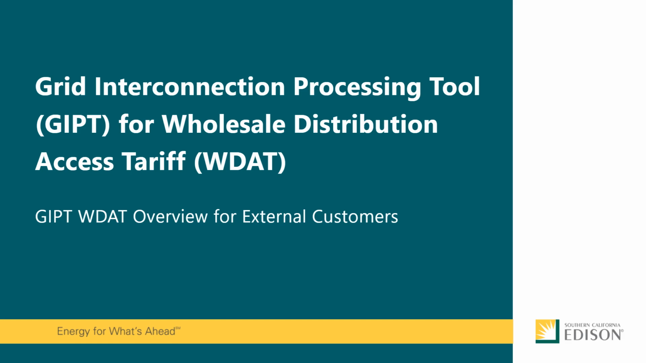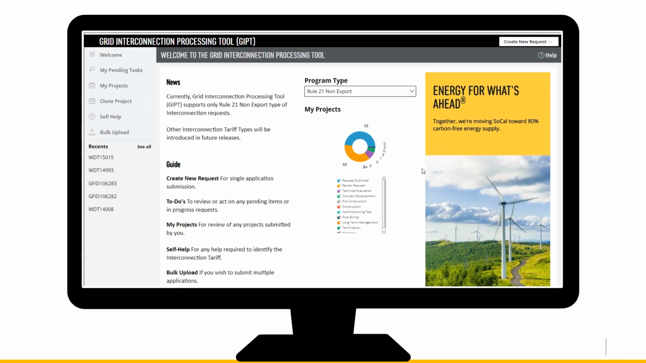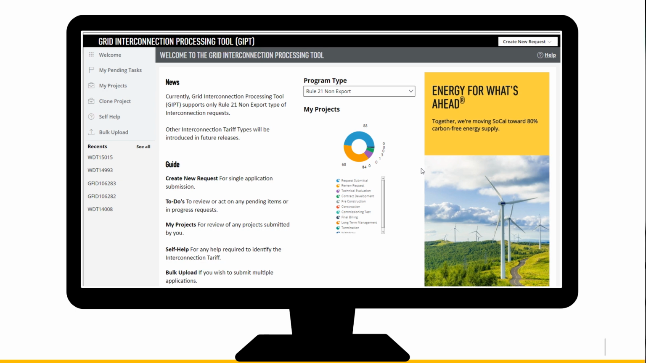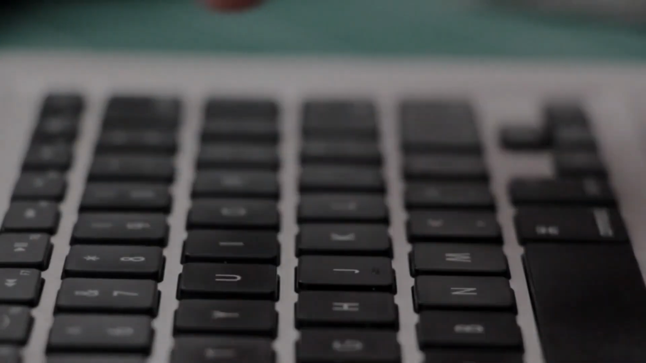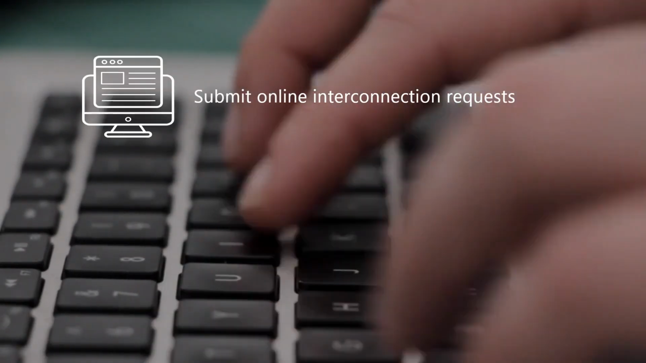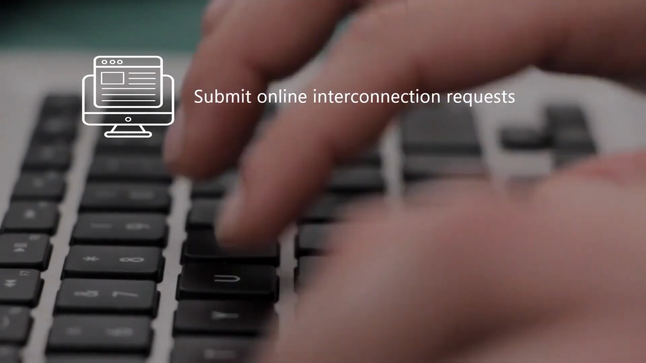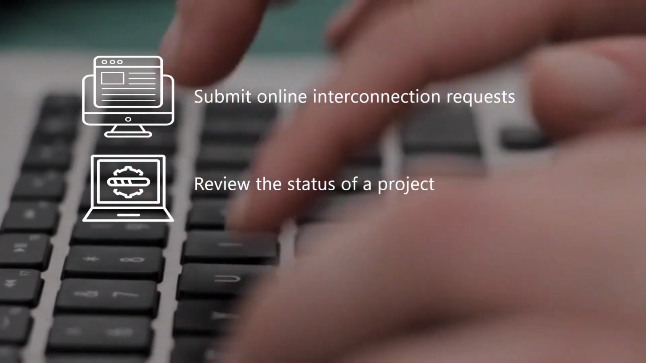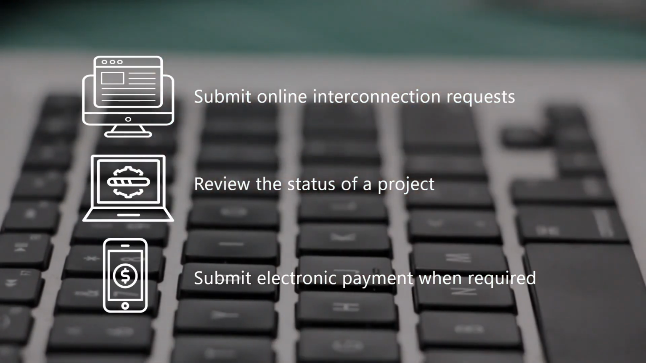GIPT for WDAT. The Grid Interconnection Processing Tool, also referred to as GIPT, is a web-based tool that allows interconnection customers to submit requests to interconnect distributed energy resources and load to SCE's electrical system under SCE's interconnection tariff. GIPT was thoughtfully designed to provide the tools needed to submit online interconnection requests, review the status of a project, and submit electronic payment when required.